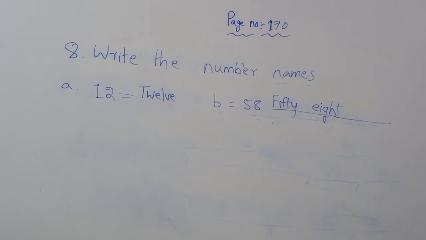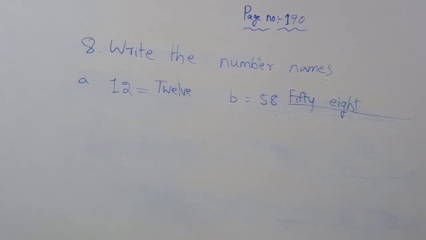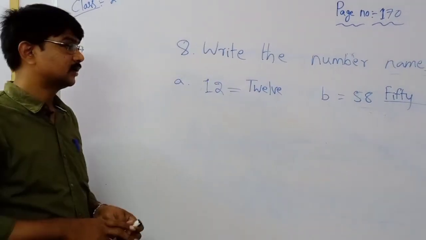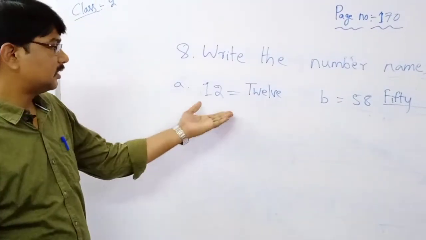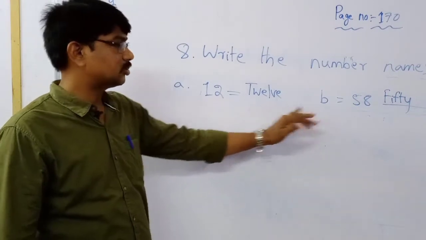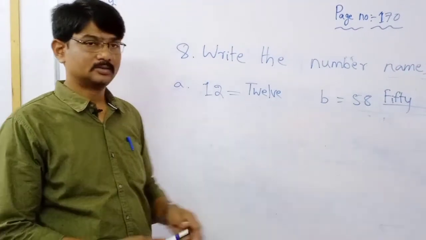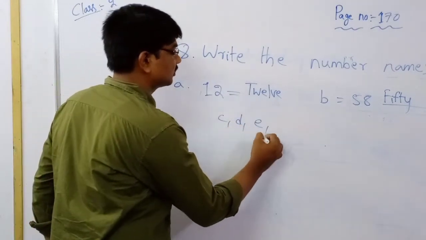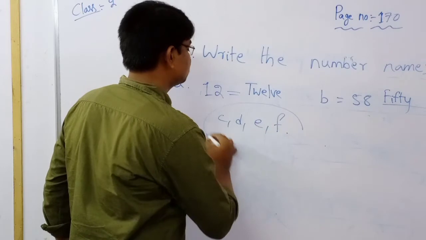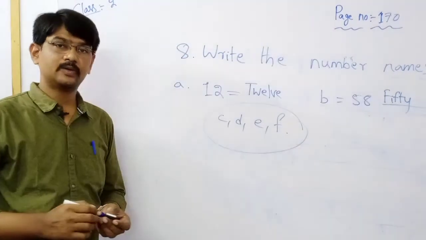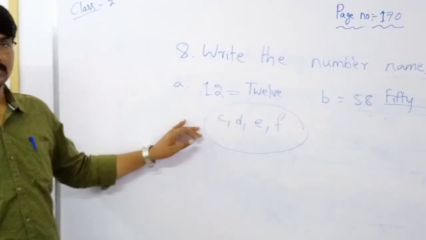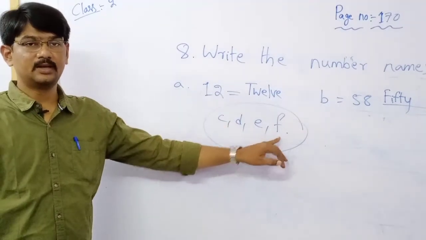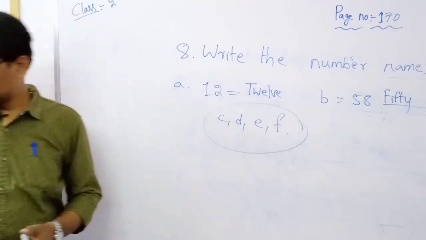There are 6 problems in your textbook. A, B, C, D, E and F. Already I solved 2 problems for you, A and B. C, D, E, F. These 4 problems do yourself. Okay, these are your homework. Then let us move to 9th problem.